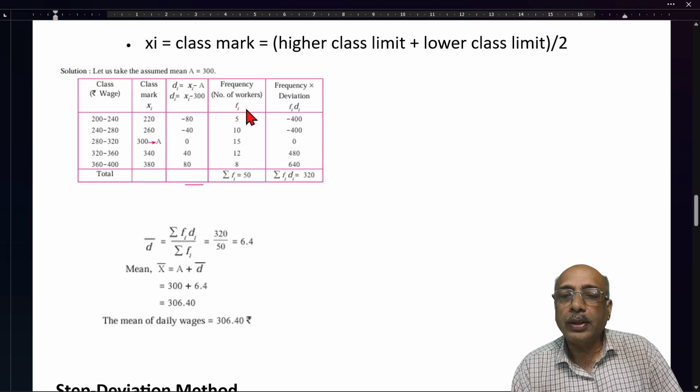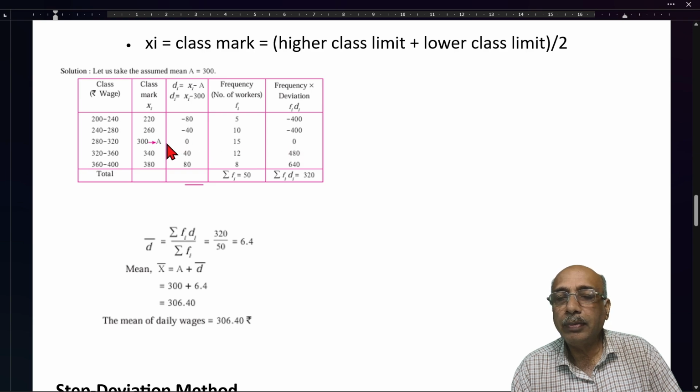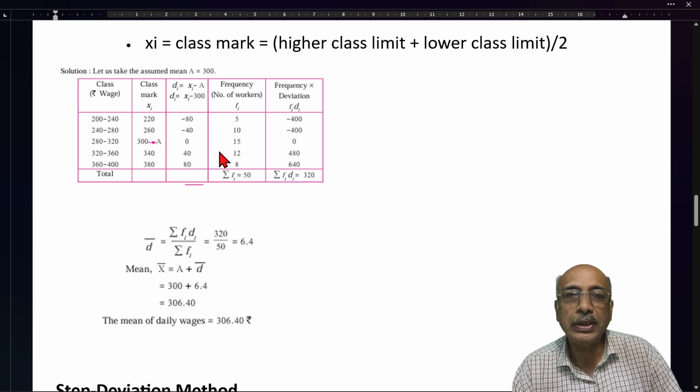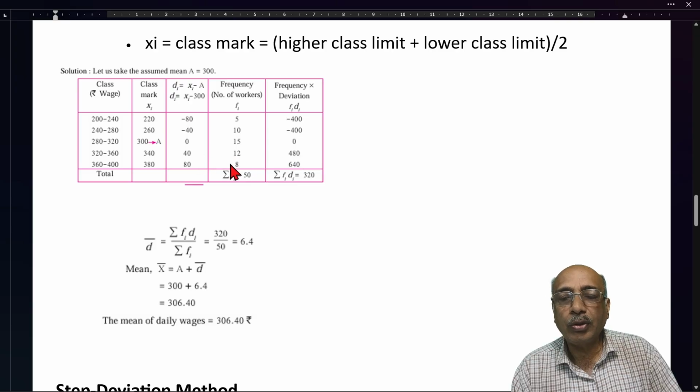Frequency, the number of workers, is given in the table, like that only we have to write. So the sum of frequency equals 50 here. Frequency into deviation: earlier we were taking class mark in the direct method. In the assumed mean method, as we have calculated di deviation, frequency into deviation, that is fi into di, we calculate 5 into minus 80 will be minus 400, 10 into minus 40 will be minus 400. Here 0 into 15 will be 0 only. Why? Because 300 minus 300 will be 0. And 12 into 40 equals 480. 8 into 80 will be 640.